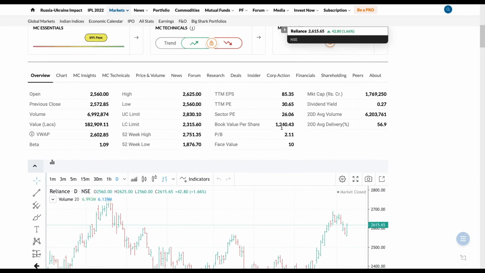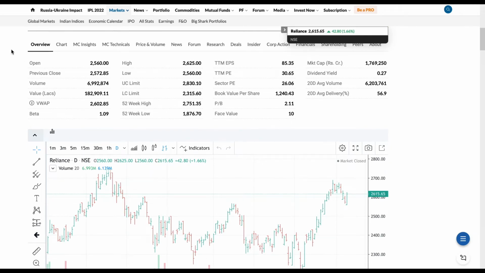So we'll now move on to the overview. This table over here is actually very concise in terms of telling how the stock is performing with respect to the market. So first there's the open price. The open price shows what the price was at 9:30 when the market opens. So it is 2560, and when the market closes on the previous day, what was the previous close, which means at 3:30 p.m. of the previous day, the market price of the Reliance Industries share was 2572.85.